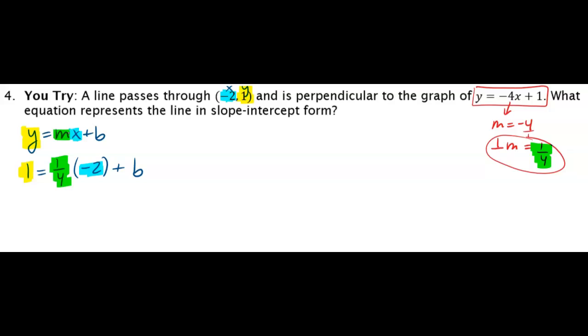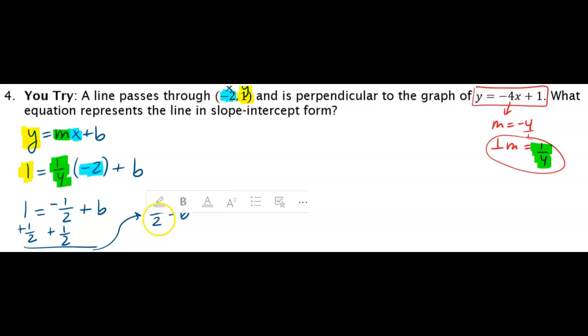Let's solve for b. So I have 1 equals, if I multiply 1/4 times -2, it's going to give me -1/2. And if I add 1/2 to both sides, that's going to give me that my b value is 1.5, or you could write it as 3 over 2. So this is my b value that I'm going to now plug in to slope-intercept form along with my perpendicular slope, and we will be done.